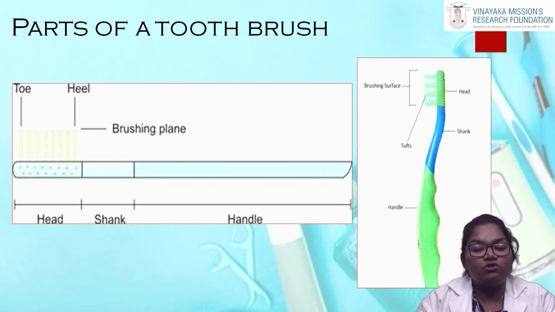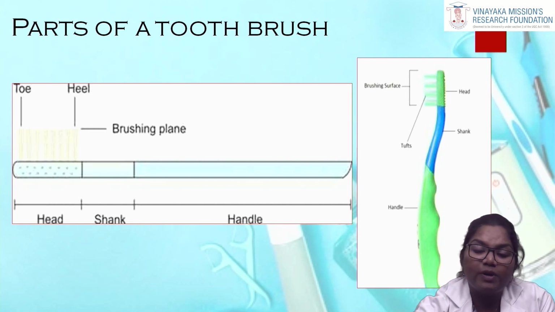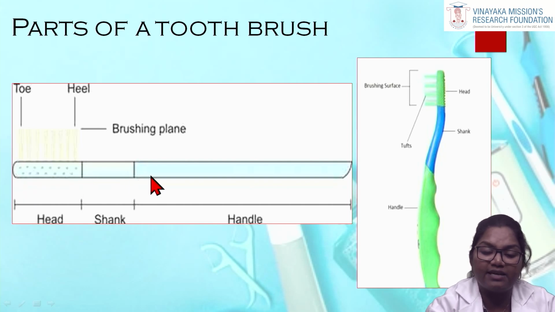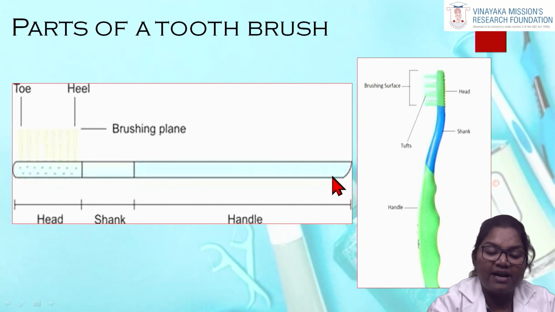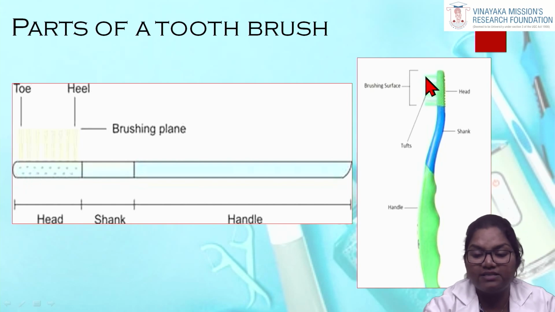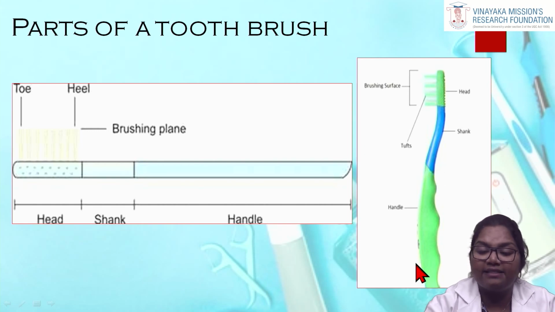Moving on to what are the parts of the toothbrush. As we can see here, we have so many things. First is the brushing plane. The whole thing is called the brushing plane. From this end to this end we have the head, from this to this we have the shank, and then we have the handle. The shank is the place where it connects the head and the handle. In the head we have the toe, that is the tip of the head, and the heel, that is at the bottom of your brush. Here we can see the cross section. We have the brushing surface, the head, the shank, then the handle, and then the tuft that is placed in the head region.